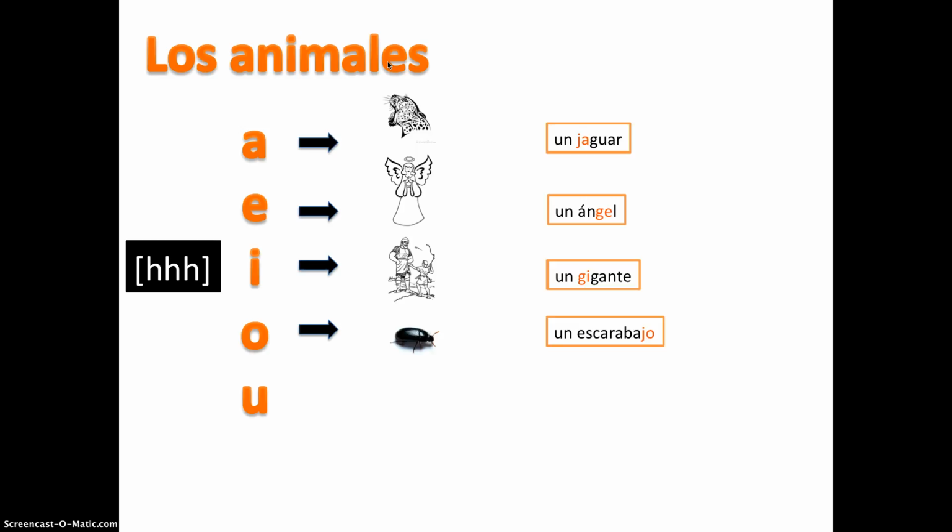But again, look at those combinations. Normally you'd expect a J in Spanish for the ch sound, as in jaguar and escarabajo, but the E and the I are again different. In this case, they use a G for ángel and gigante. So try them again one more time with me and be aware of the spelling changes to make the ch sound. So, un jaguar, un ángel, un gigante, and un escarabajo.